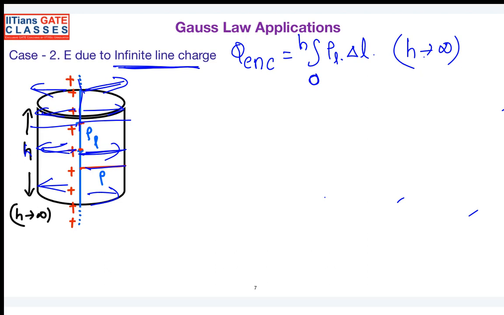To make the integration finite, I have considered h as the height of the cylinder, or the height of the line charge, by assuming h tends to infinity. So next, what is the Gauss law now? You already considered a surface, so then straight away you can go for the Gauss law: the double integral of D dot dS is equal to Q enclosed.